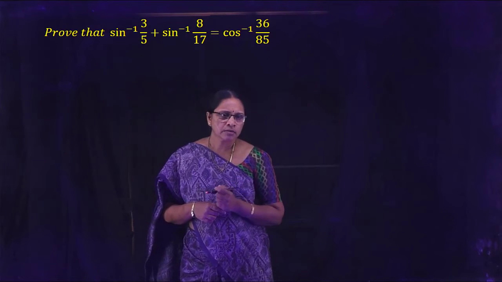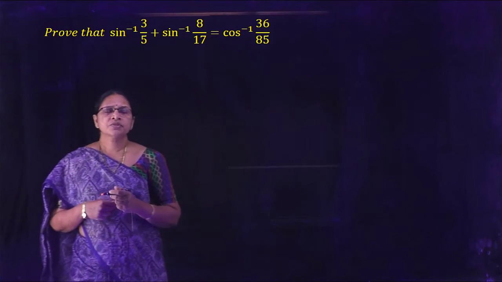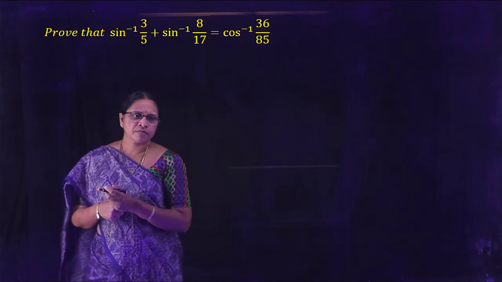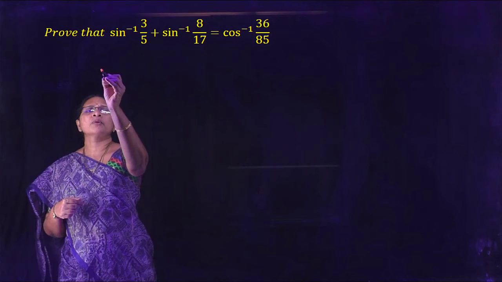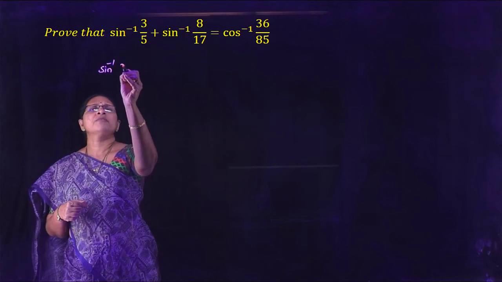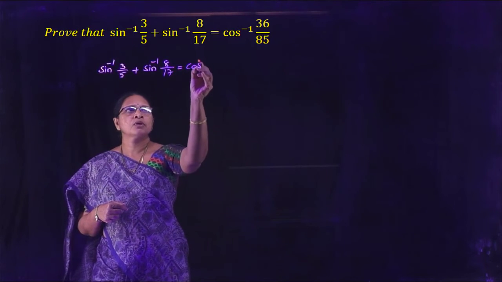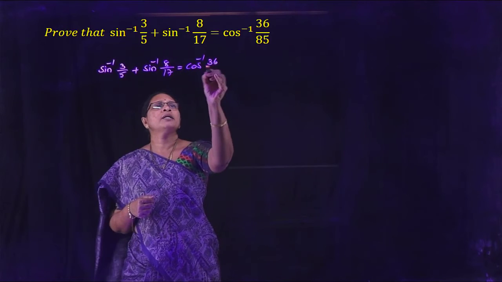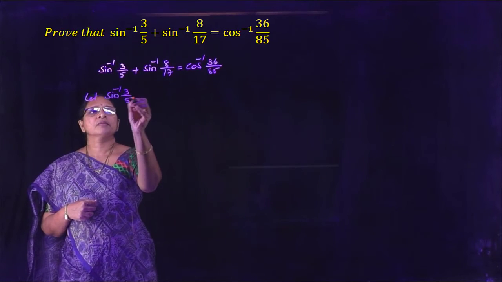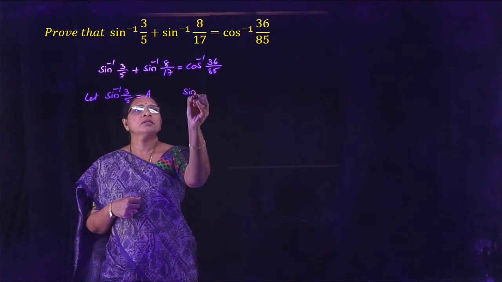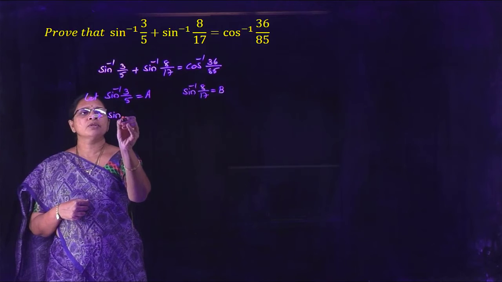Next problem is prove that sine inverse of 3 by 5 plus sine inverse of 8 by 17 equals cos inverse of 36 by 85. Let us take sine inverse of 3 by 5 equal to A and sine inverse of 8 by 17 equal to B. This implies sine A equals 3 by 5.